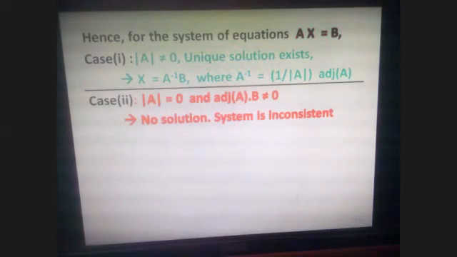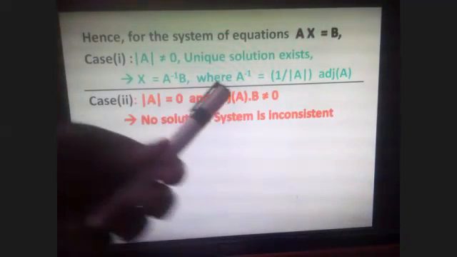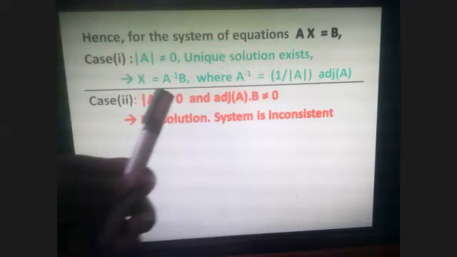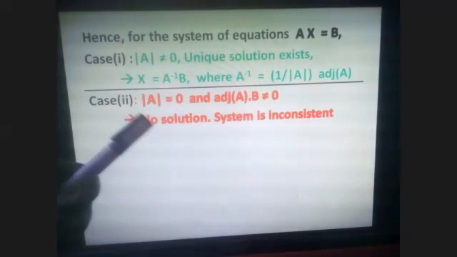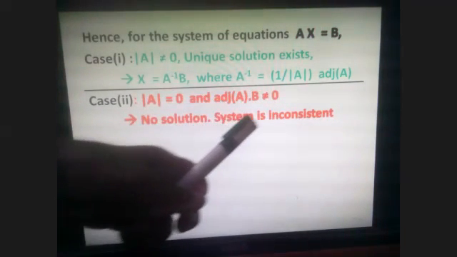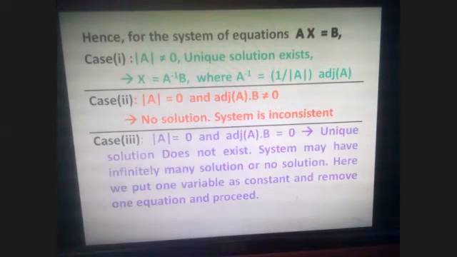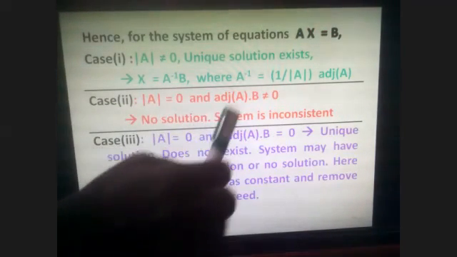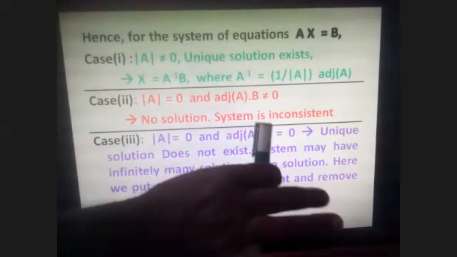Well, in the case when determinant A is 0, we go for adjoint of A into B. This you only remember, don't go for a proof of this. If determinant A is 0 and adjoint of A into B is non-zero, there is no solution. We conclude that the system is inconsistent.